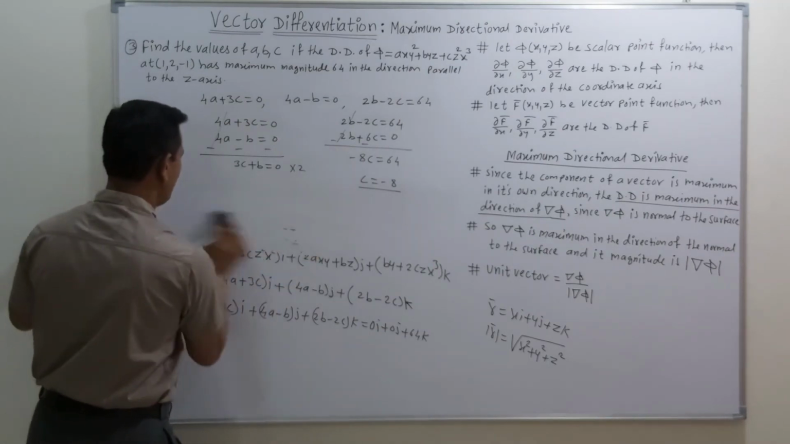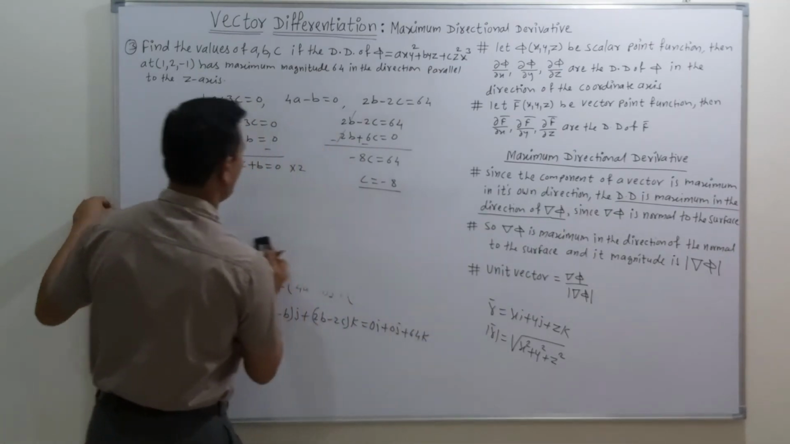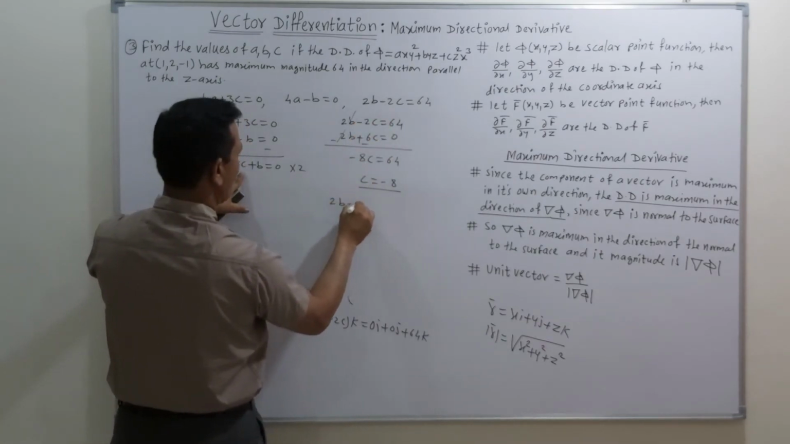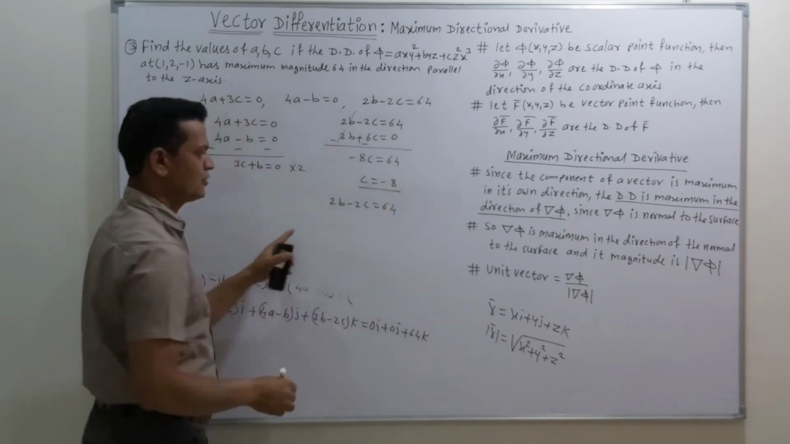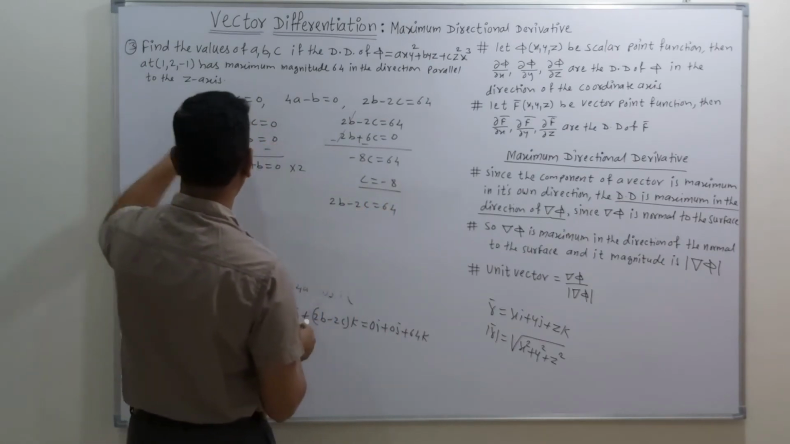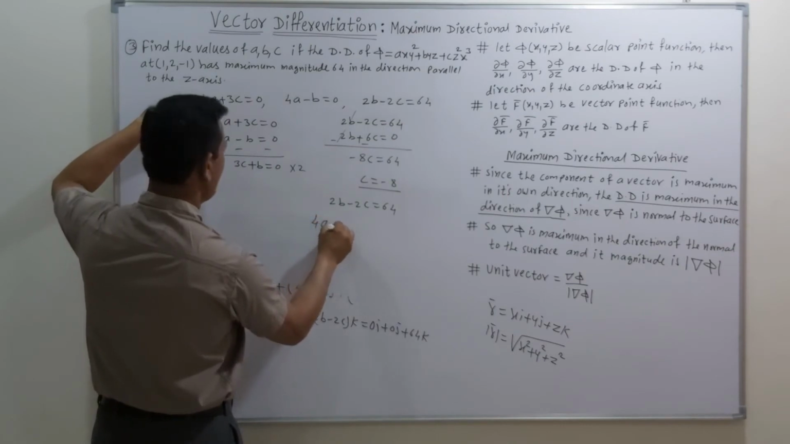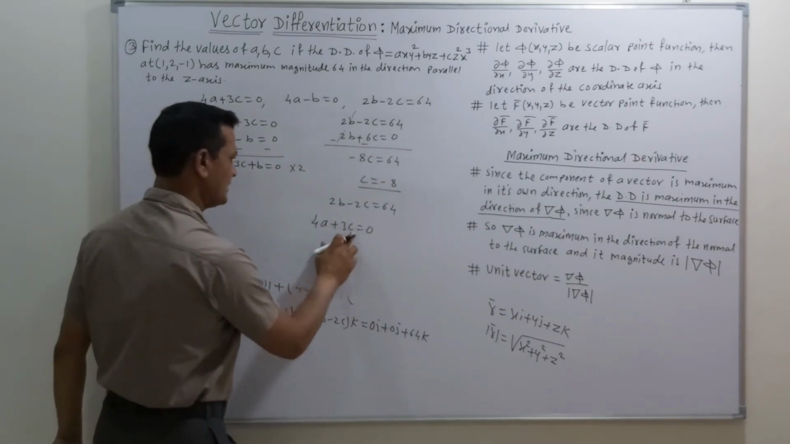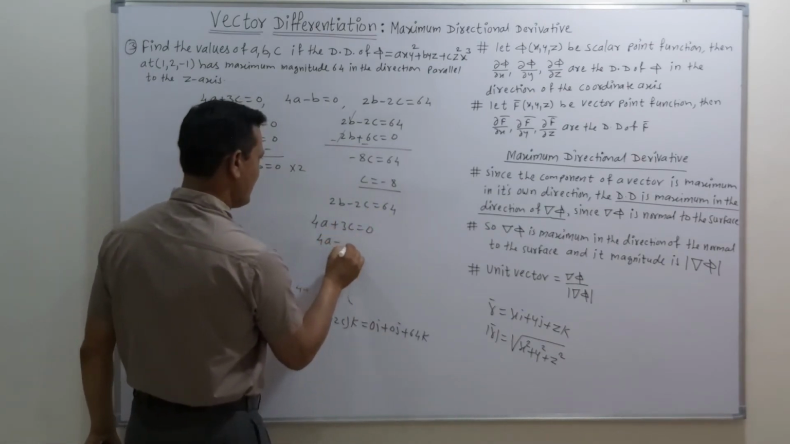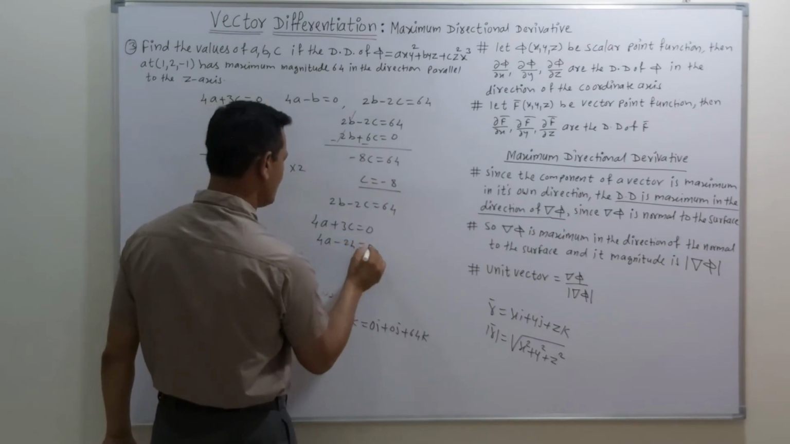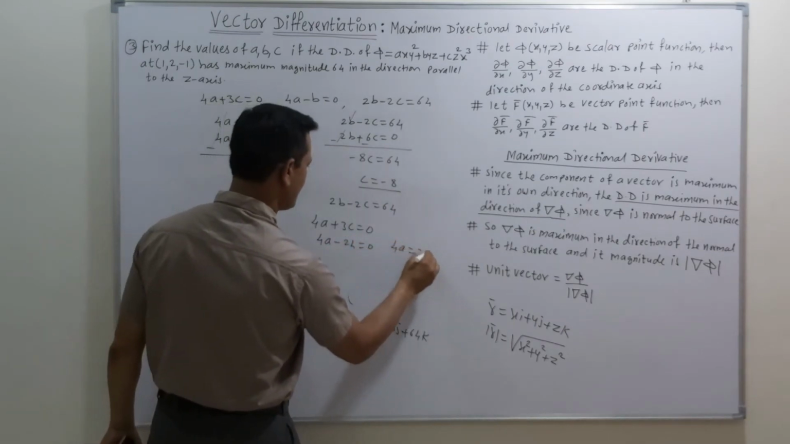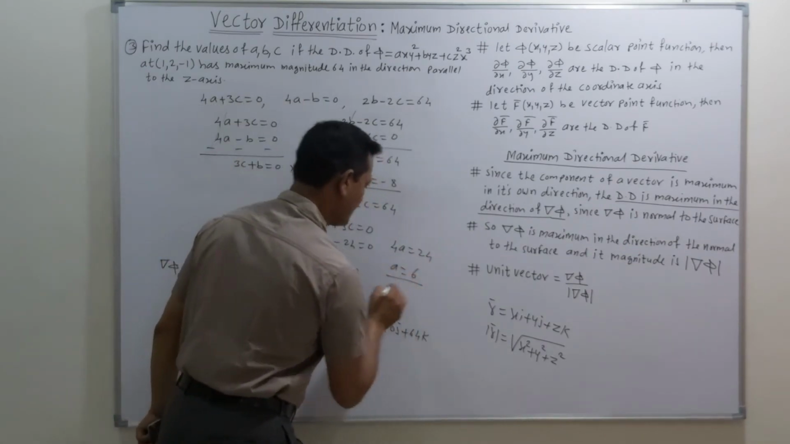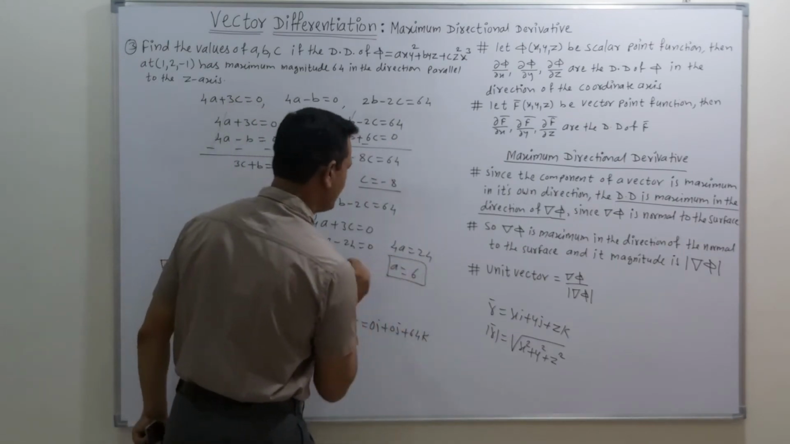Now put the value of c in any one of these equations. We could use 2b minus 2c is equal to 64, or the second alternative, 4a plus 3c is equal to 0, which is simpler than this equation. So put the value of c here, which is minus 8. So 4a minus 24 is equal to 0. That means 4a is equal to 24, so a is equal to 6. We get the value of a is equal to 6.